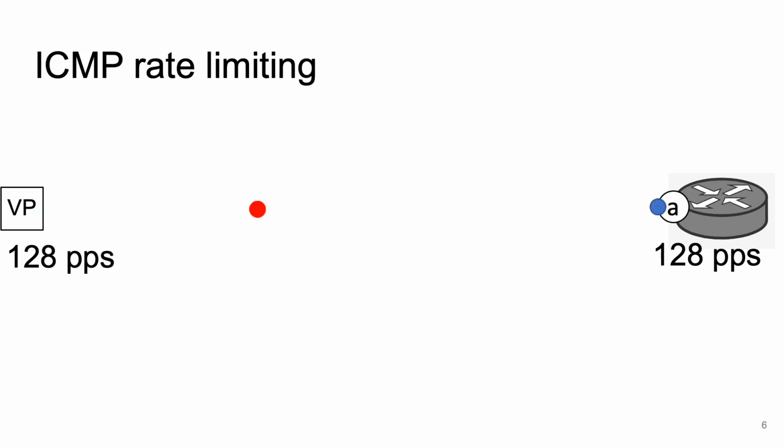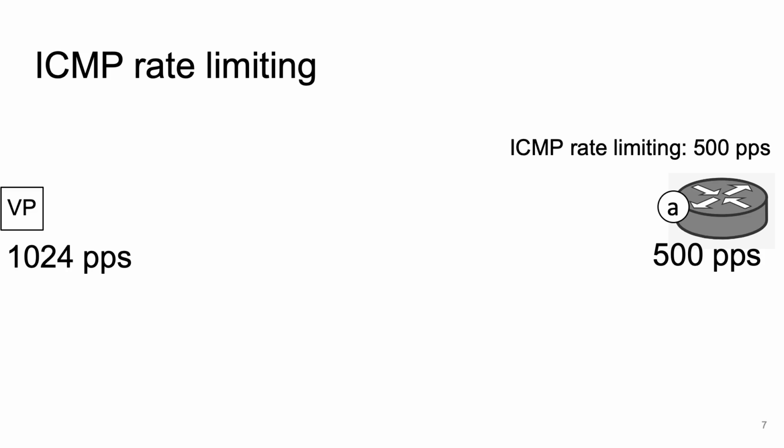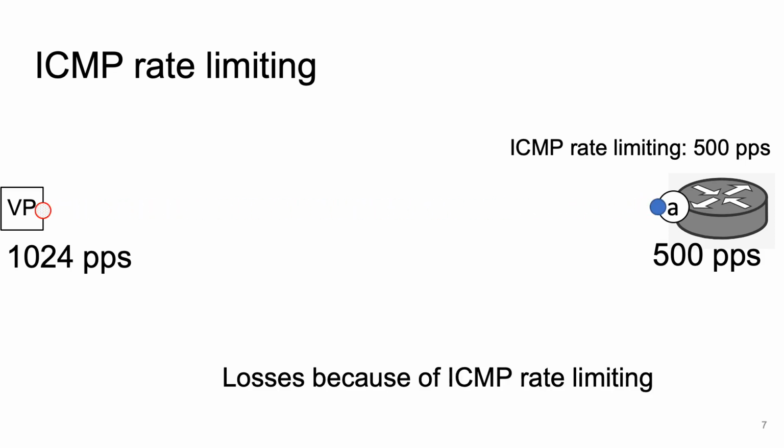And the thing is, let's assume that this router has ICMP rate limiting configured to 500 packets per second. So what will happen if you are sending more than 500 packets per second, for example, 1000 packets per second? You will not receive 1000 packets per second, but you will only receive 500 packets per second. So you will observe losses. And those losses are because of the ICMP rate limiting.